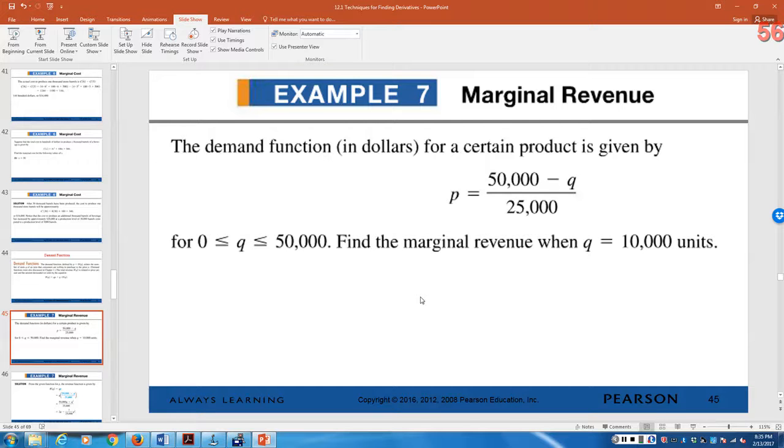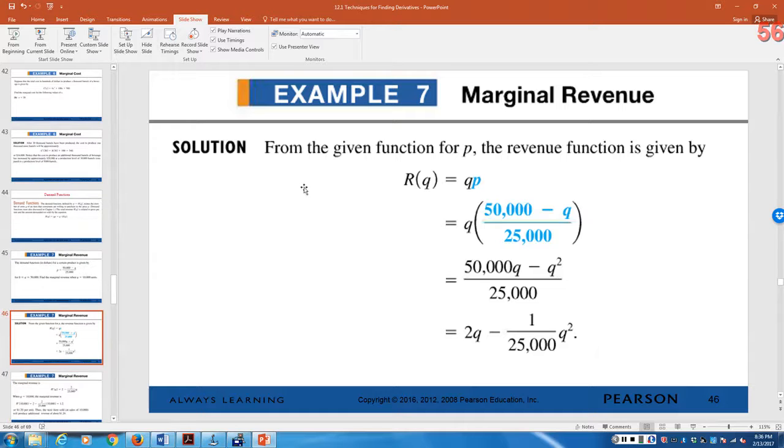Now we've got a lot of things going on here. We've got to think about demand and price and quantities, but we also have to think about marginal, meaning we have to take the derivative of what we see up there. First thing we want to do though is we really need the function for revenue. So the revenue for a certain quantity is that quantity times the price, which determines the demand.